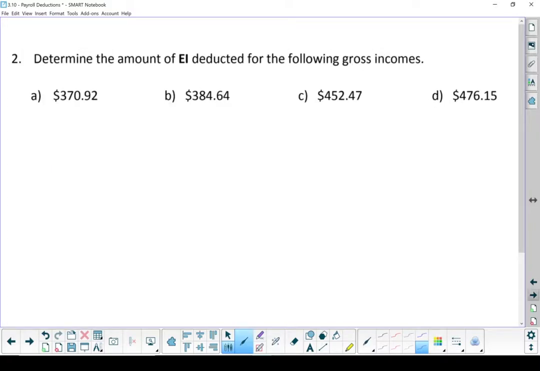Let's move on to EI. The process is exactly the same. Just make sure you're using the correct table. This time, we're going to use the employment insurance table. So starting with A, let's look at $370.92. If that's what your weekly wage is, let's look up the EI.